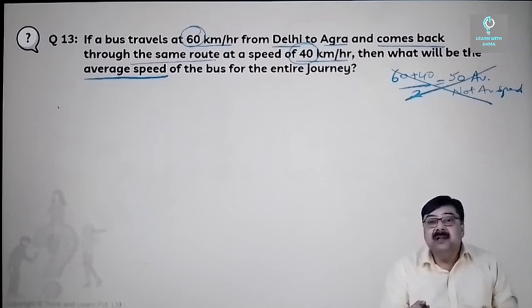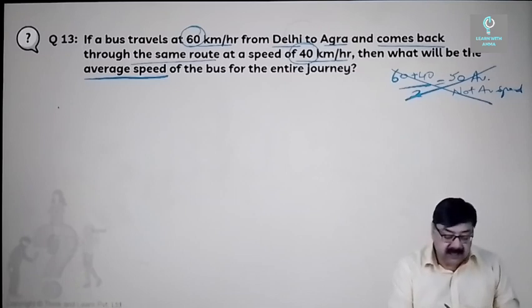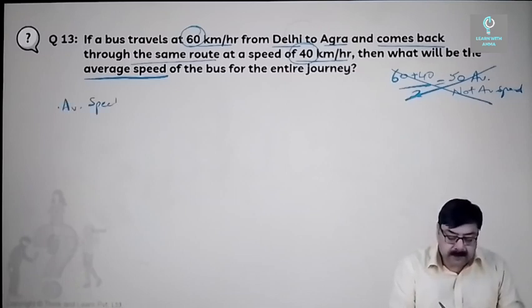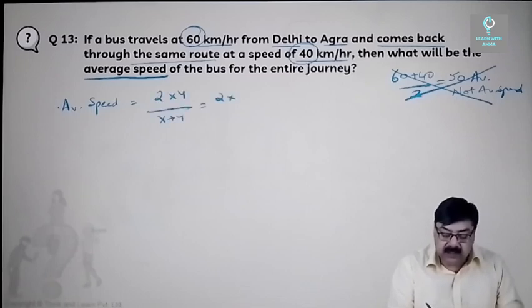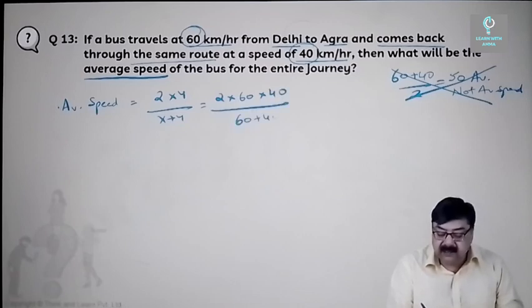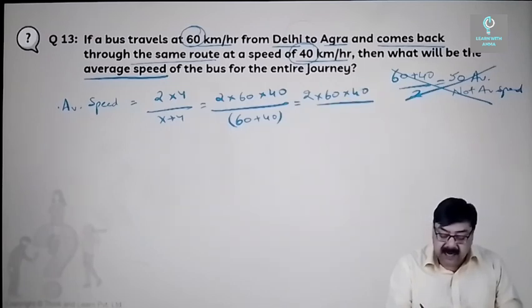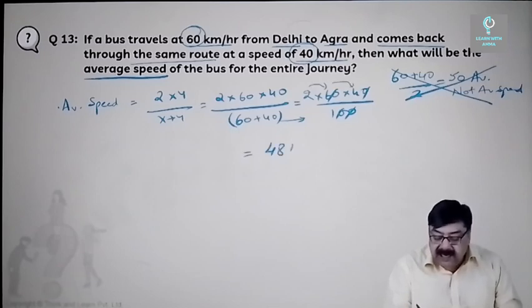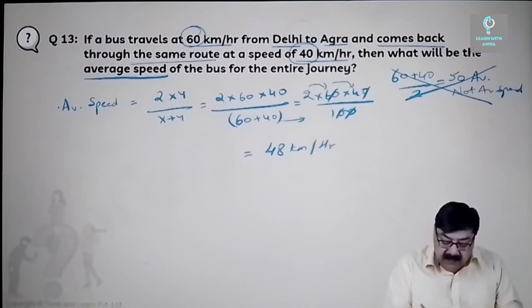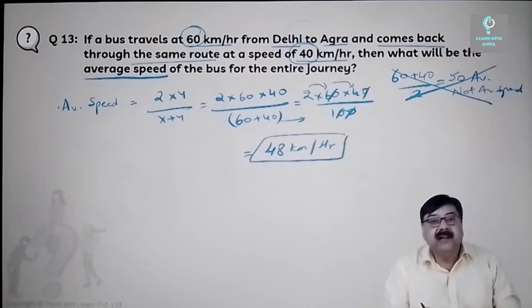We make use of the formula 2xy by x plus y. So average speed is equal to 2xy by x plus y. This shall become 2 into 60 into 40. Do not calculate this by 60 plus 40 because numerator and denominator will definitely get cancelled. So 2 into 60 into 40 by 100, the zeros cancel. So 2 into 6 is 12, 12 into 4 is 48. So the average speed comes out to be 48 kilometer per hour.